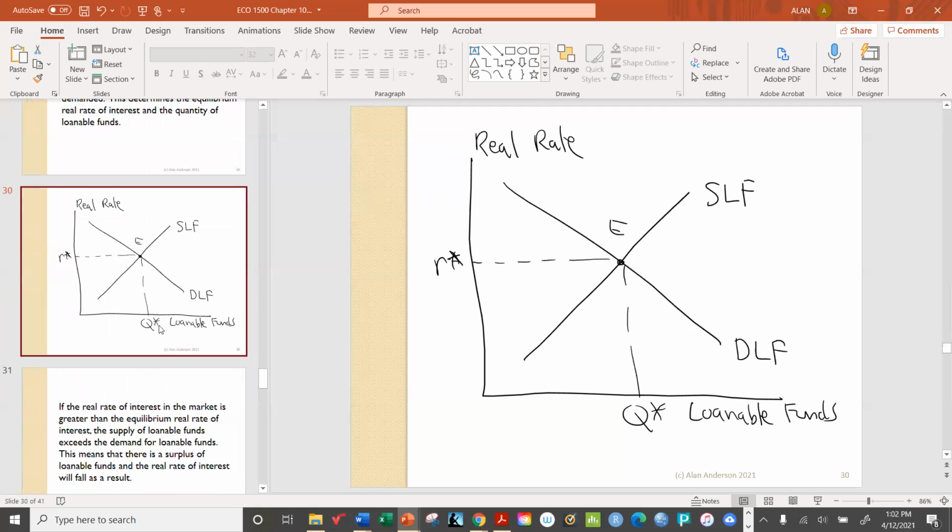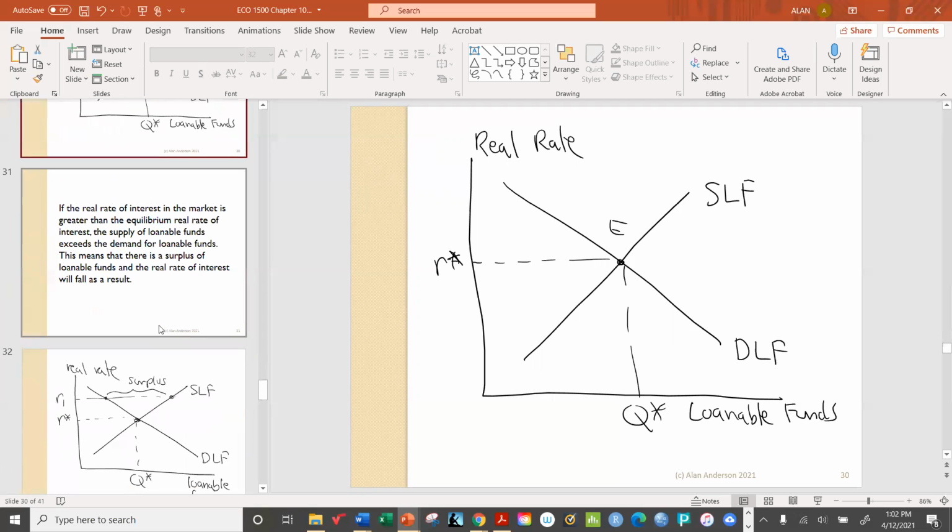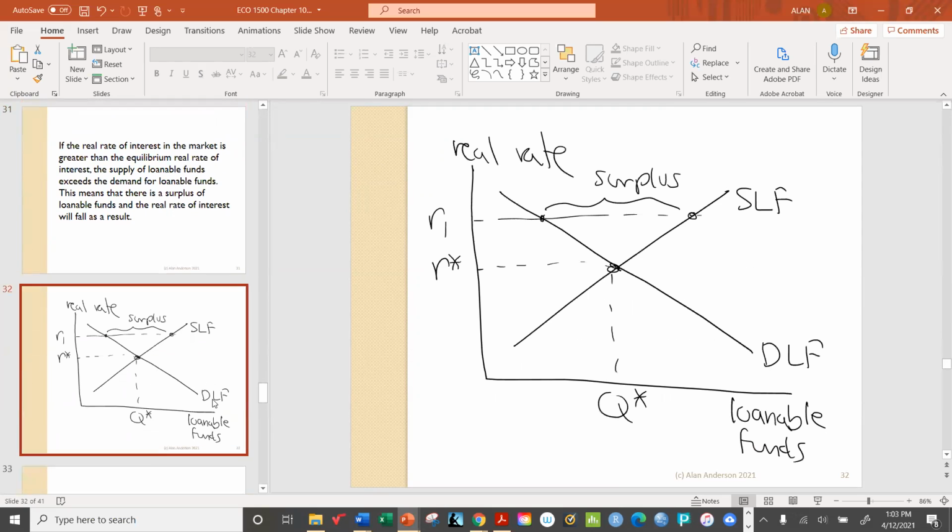Very good. All right, let's see an example here. Oh, by the way, if for some reason the real rate of interest is higher than the equilibrium level, let me share the graph here. What if for some reason R is actually way up here somewhere? That means the quantity supplied exceeds the quantity demanded.